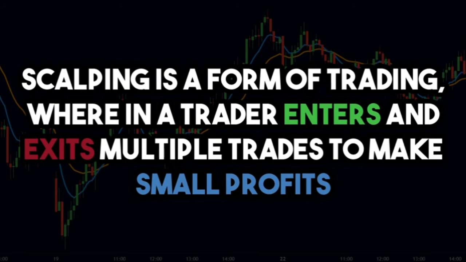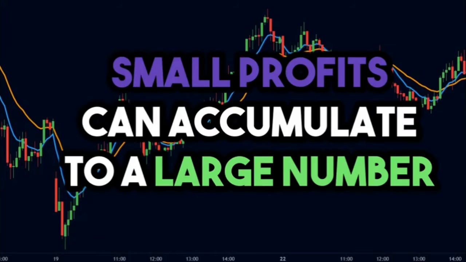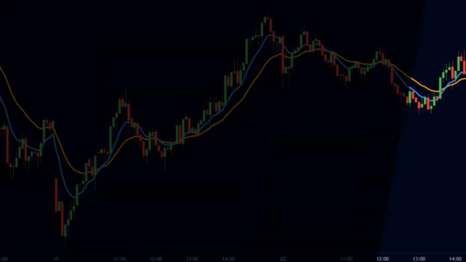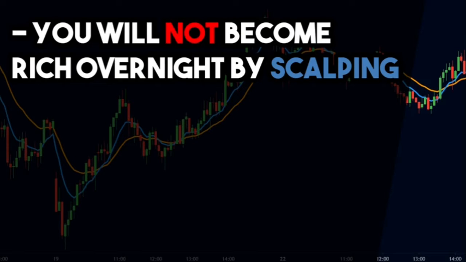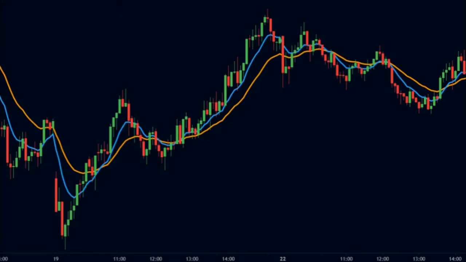Scalping is a form of trading wherein a trader enters and exits multiple trades during a day to make small profits. At the end of the day, these small profits can accumulate to a large number. In fact, I have met a lot of successful scalpers who make more than 6 figures a year. I am not saying that you will become rich overnight by scalping, but if you work hard in scalping, you will likely achieve these abnormal profits.